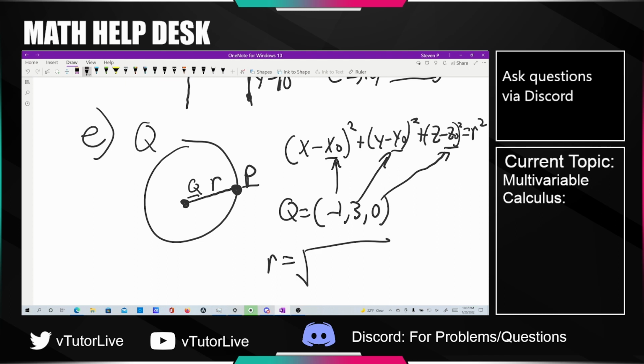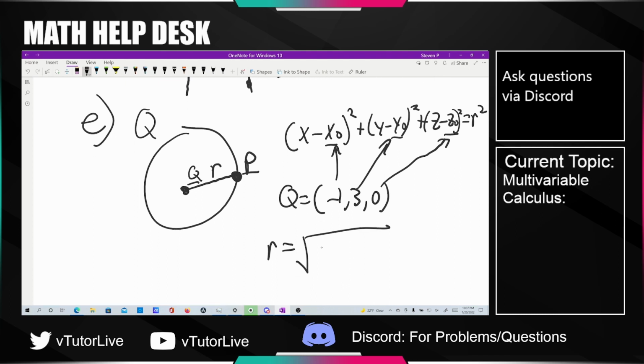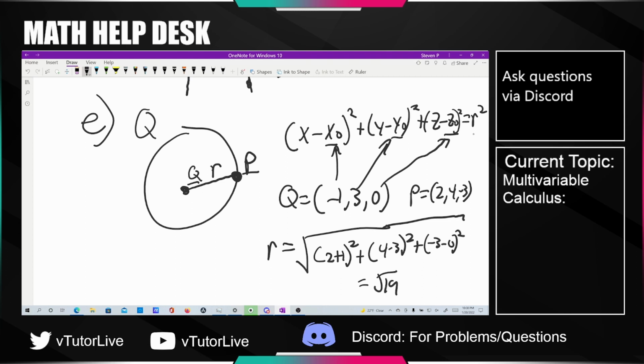I'll do it explicitly for computation because this is for the sake of review. As a reminder, the distance formula is the square root of the squares of the component-wise differences. Reminding us P is equal to 2, 4, -3, this turns into (2 - (-1))² + (4 - 3)² + (-3 - 0)². I'm not going to do it explicitly, but I believe this comes out to be the square root of 19. So then r² just becomes 19, and that's that.